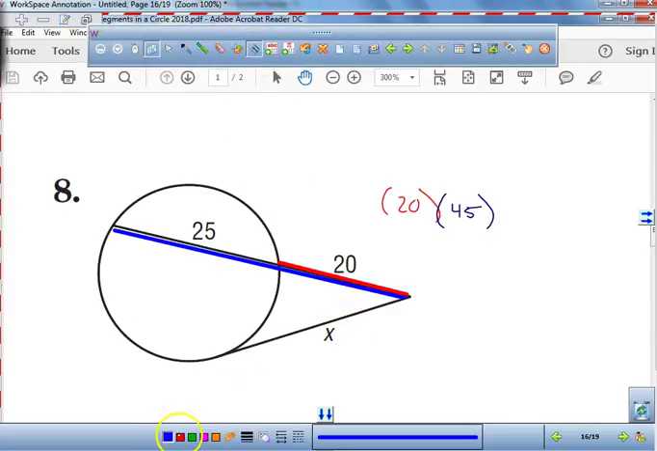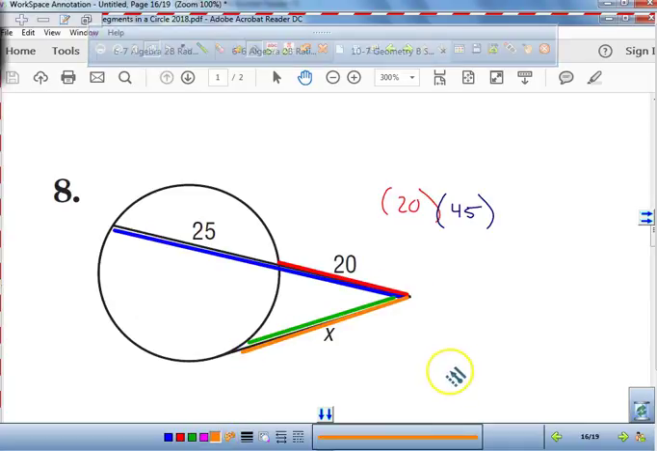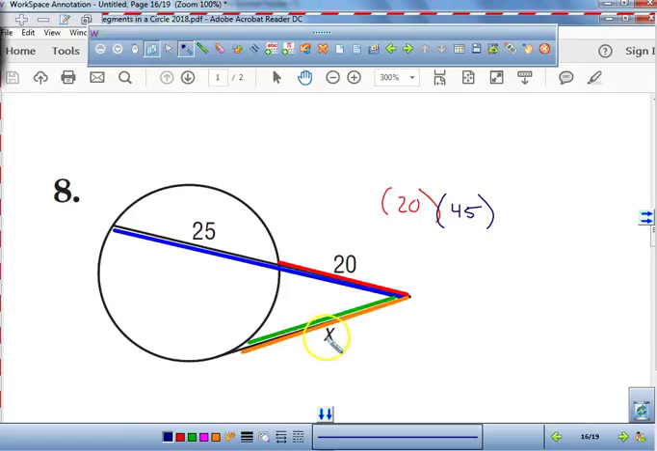You're like, okay, what's the part? What's the whole? Guess what? This is the part, and this is the whole. So this segment right here, that's tangent to it, okay? You use it not once, you use it twice.